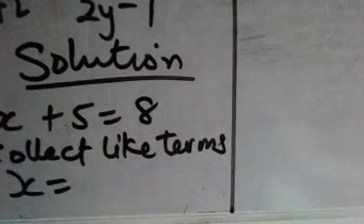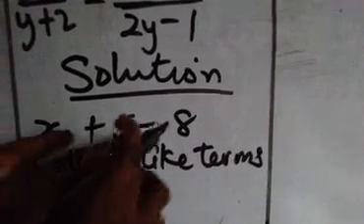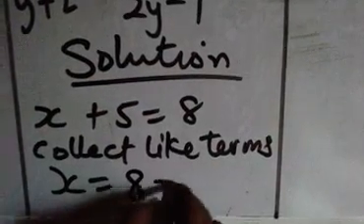Now, I told you initially that when plus cross equals to, it becomes minus. So we have 8. This number will come to this side, minus 5. Okay? So x equals to 8 minus 5 will give us 3. So that's the value of x here.